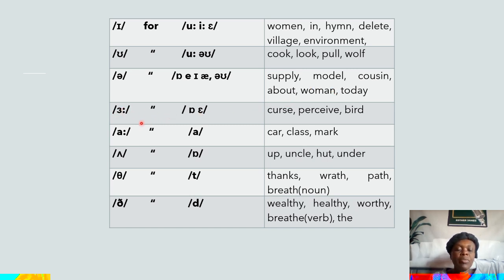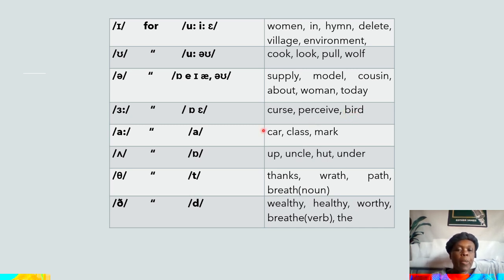The next sound is a long middle sound. The first word is curse, not cause. What you have is curse. The next word is perceive, not perceive with a different vowel, but perceive. The next one is bird, not bed. You don't say bed. If you say bed, you're pronouncing B-E-D, the bed you sleep on. But this is bird, birds fly.